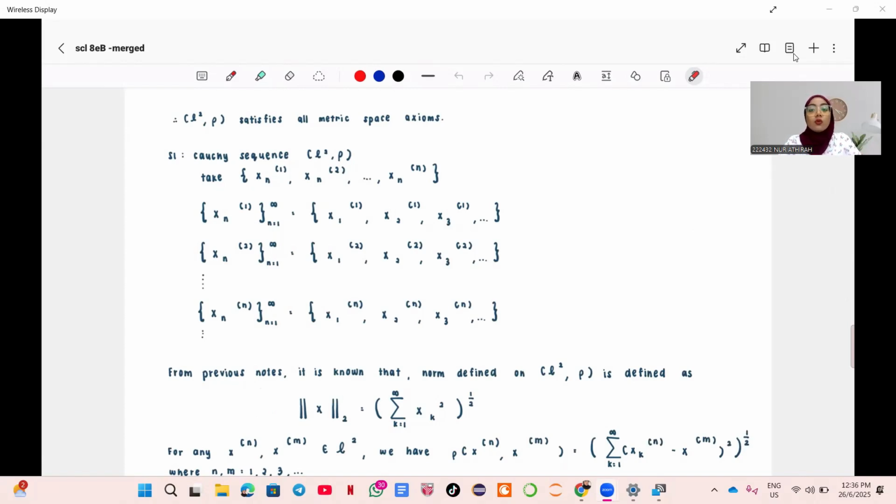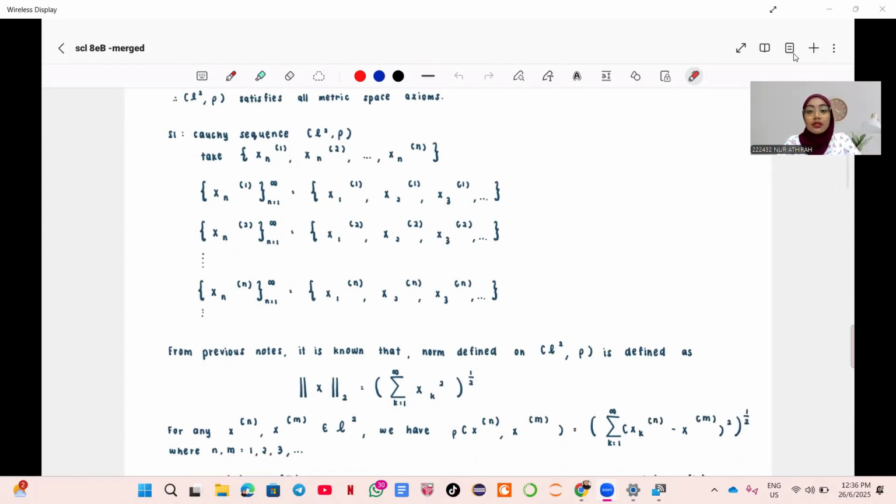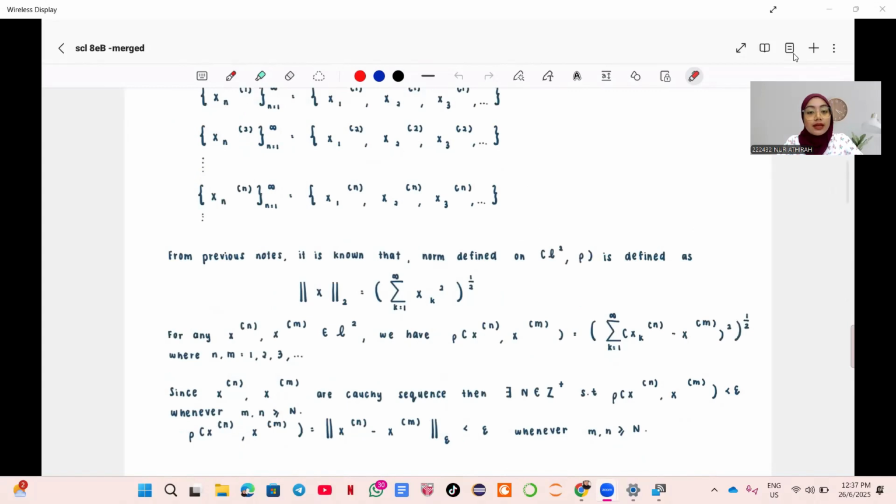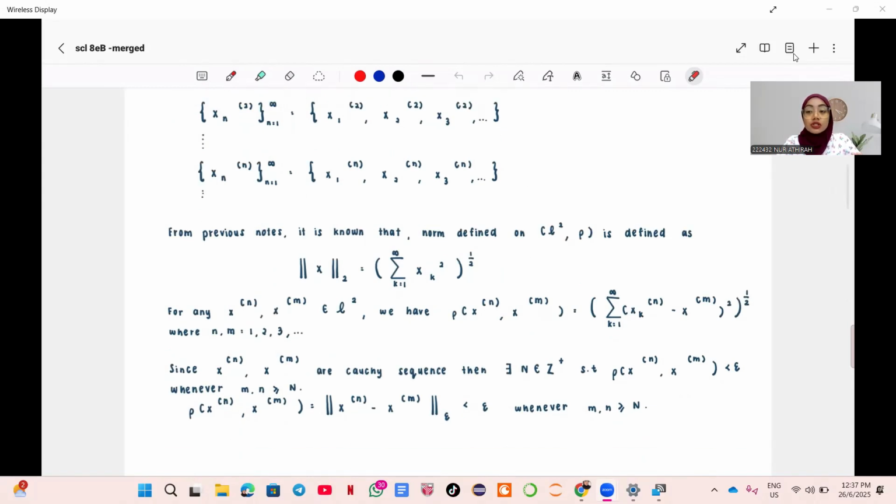So in step 1, we started by taking an arbitrary Cauchy sequence xn in L2. Each term of this sequence is itself a sequence of real numbers. And since the sequence is Cauchy in the L2 norm, we know that for each fixed coordinate k, the real sequence is also Cauchy in the real numbers. And because the real numbers are a complete space, each of these sequences converges to some limit xk. So this allows us to define a new sequence, which we construct as a limit.